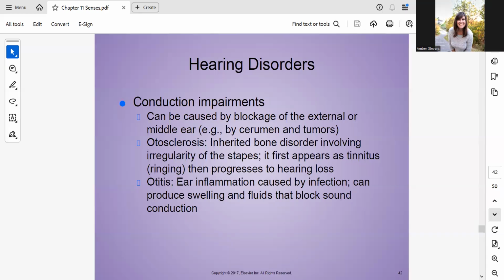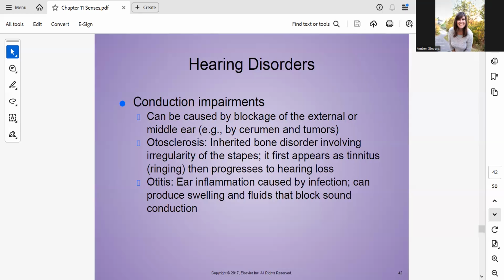You have otosclerosis, which is when a person inherits a condition where the stapes bone in the middle ear becomes fixed due to abnormal bone growth. This condition starts with tinnitus, which is ringing in the ears, and then later leads to progressive hearing loss.